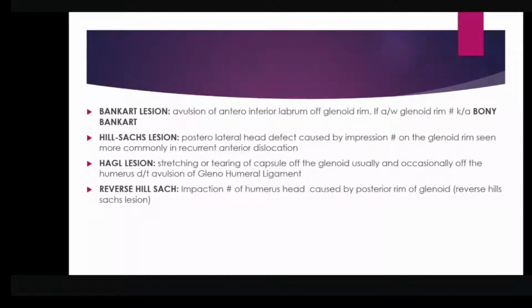Now, these are for some MCQ purposes. These are not commonly asked. One is Bankart lesion, one is Hill-Sachs lesion, and another is reverse Hill-Sachs lesion. Hagl lesion is not that important. Now, Bankart lesion is nothing but the anteroinferior labrum being torn off. If the anteroinferior part of the glenoid is fractured, this is known as bony Bankart. The anteroinferior labrum injury, which can be seen only in an MRI picture, is known as Bankart lesion. Hill-Sachs is the opposite. That is, the posterolateral part of the humeral head will be partly gone.